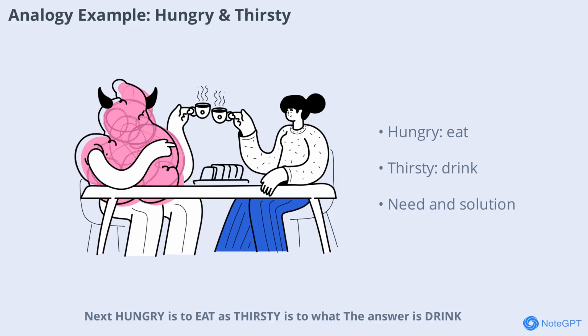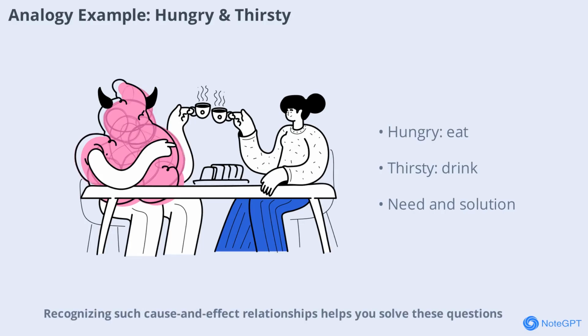Next, hungry is to eat as thirsty is to what? The answer is drink. When you're hungry, you eat. When you're thirsty, you drink. This analogy is about needs and their solutions. Recognizing such cause and effect relationships helps you solve these questions.